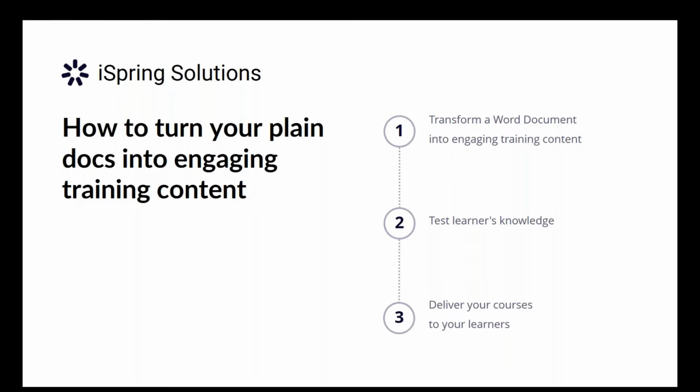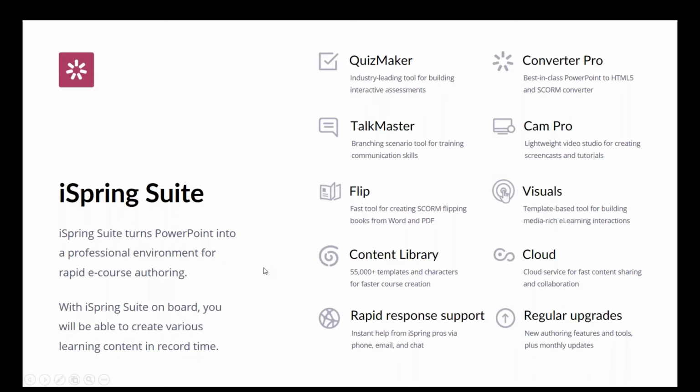Today, I want to show you a more creative way to transform your materials into something more appealing, memorable, and effective. And of course, I will be using iSpring Suite to do that. The iSpring Suite authoring tool is a PowerPoint-based add-in that allows you to create interactive courses with quizzes, interactions, dialogue simulations, videos, and more. Since iSpring is based on PowerPoint, it is very easy to use. So if you know how to use PowerPoint, you know how to use iSpring Suite.